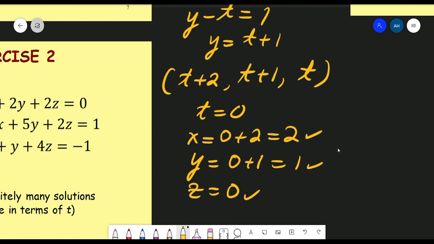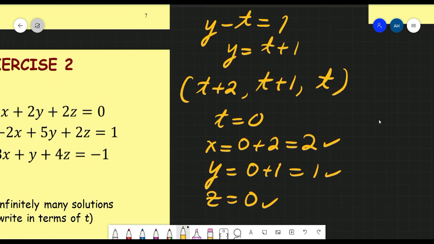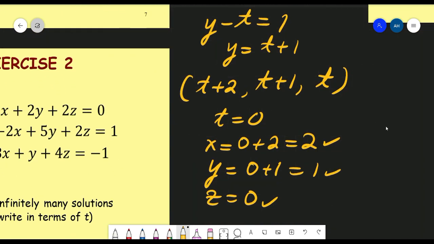That shows that this system of linear equations has infinitely many solutions, and the way to write it is right in this form. That is by introducing a new variable t. So the solution will be t plus 2, t plus 1, and t. This will be the solution of the system of linear equations. This is the solution.